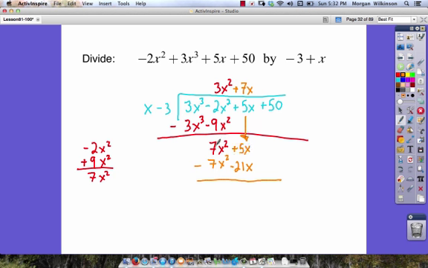Now let's go ahead and subtract. 7x squared minus 7x squared, that's 0x squared. Then we have 5x minus negative 21x. 5 plus 21, that's going to give us 26 x's. We're going to drop down our 50.